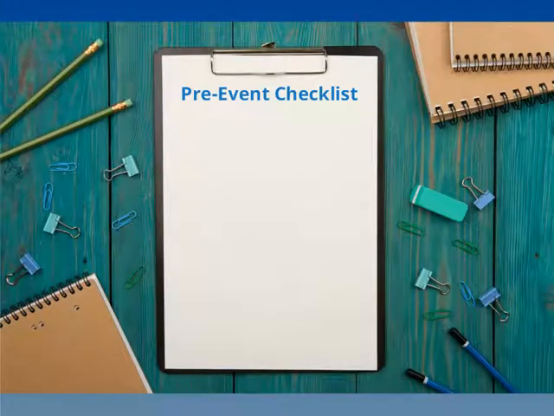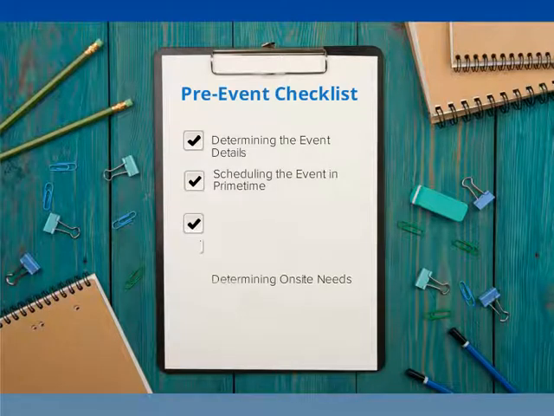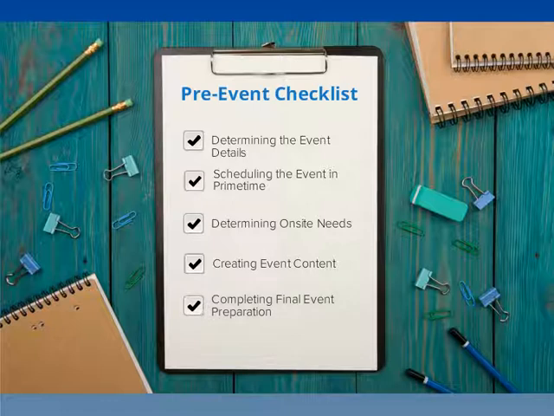Let's start by looking at the main tasks you should complete before your primetime event. These tasks include determining the event details, scheduling the event in primetime, determining on-site needs, creating event content, and final event preparation. While the needs for each event will vary, in general you should begin working on these tasks at least 2 to 4 weeks prior to the event date.